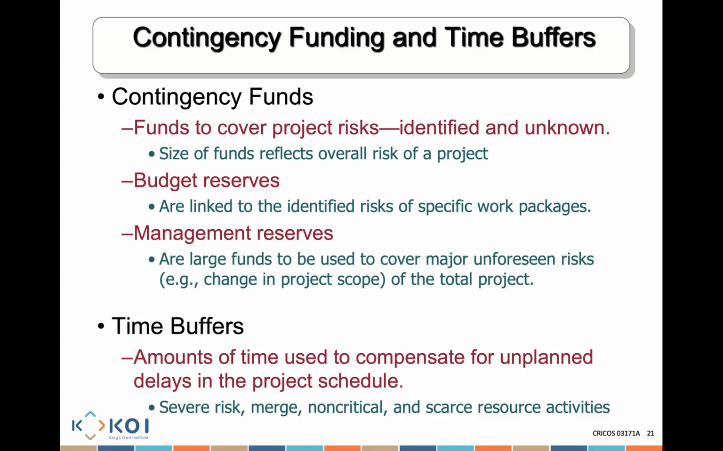For severe risks, merge non-critical activities, we work on them. For scarce resource activities, we'll make sure we add some extra time. Merge activities that could have more than one potential to be delayed, because there are two activities before it, I might have more time for that merge activity. So this is where I try to be targeted in terms of where I'm going to be providing extra time.